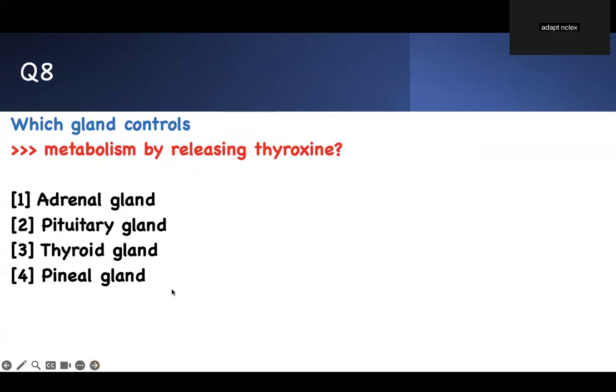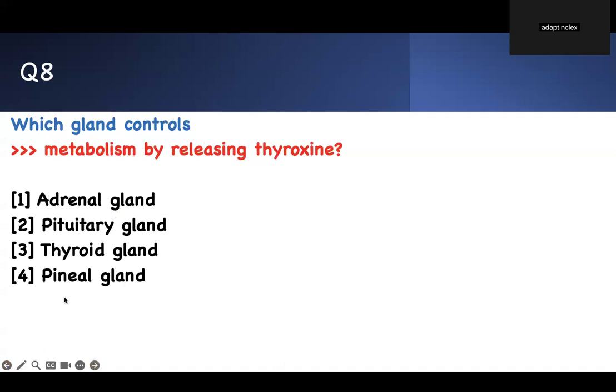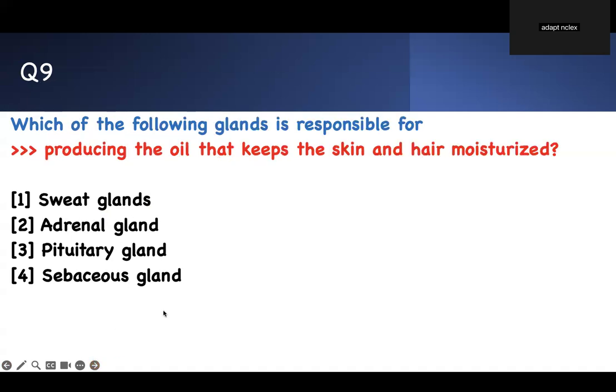Which gland controls metabolism by releasing thyroxine? Thyroxine is the thyroid hormone. Therefore, based on that, I'm going to pick number 3 because that's where it has to come from. So thyroid hormone, thyroid gland.